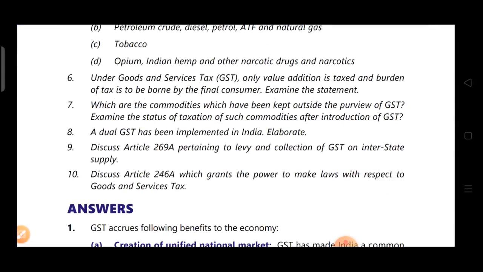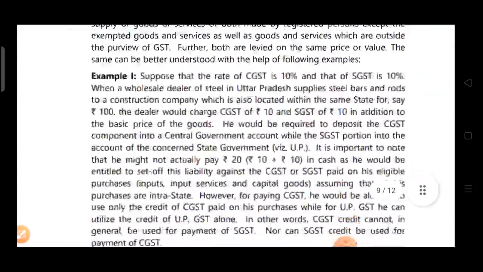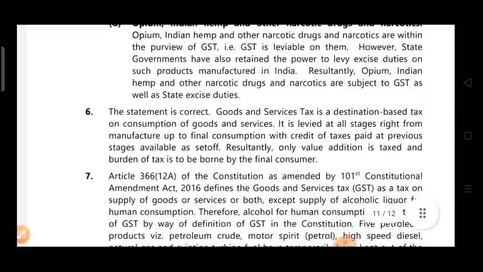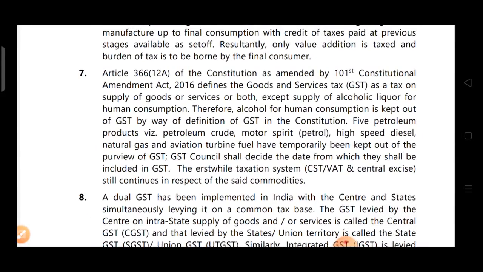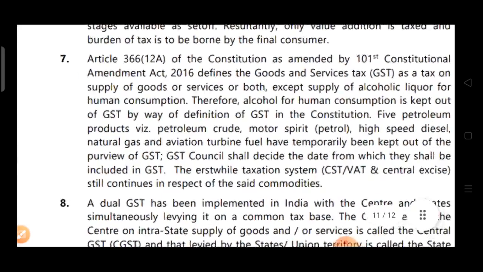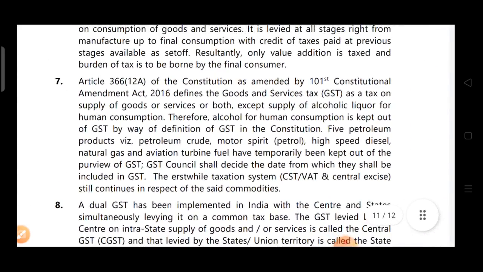Now question number 7. Which are the commodities which have been kept outside the purview of GST? Examine the status of taxation of such commodities after introduction of GST. Simple question. Article 366(12)(a) of the Constitution, as amended by the 101st Constitutional Amendment Act 2016, defines GST as a tax on supply of goods or services or both, except supply of alcoholic liquor for human consumption. Okay, this is not covered in this article.